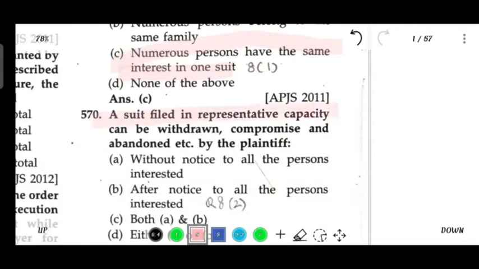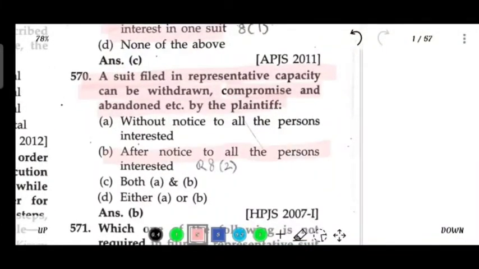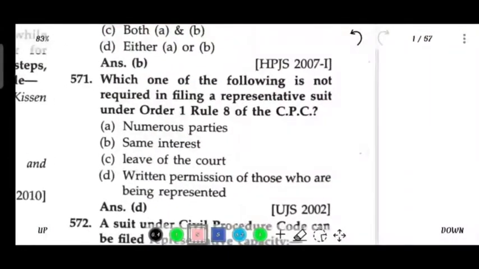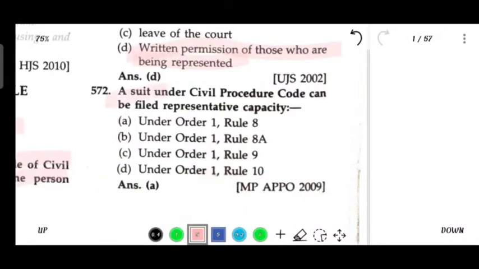A suit filed in representative capacity can be withdrawn, compromised, and abandoned, etc., by the plaintiff after notice to all the persons interested. Which one of the following is not required in filing the representative suit under Order 1, Rule 8 of the CPC? Written permission for those who are being represented. A suit under civil procedure can be filed in the representative character under Order 1, Rule 8.